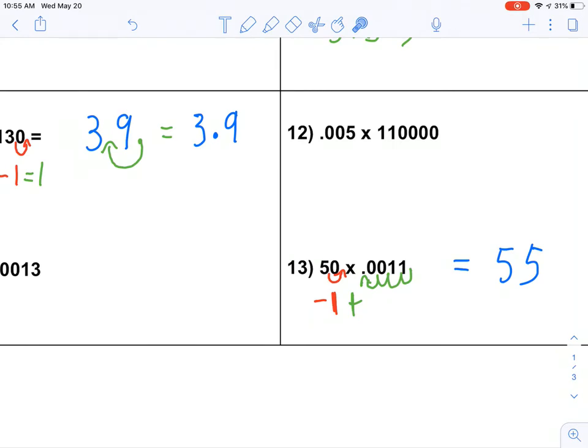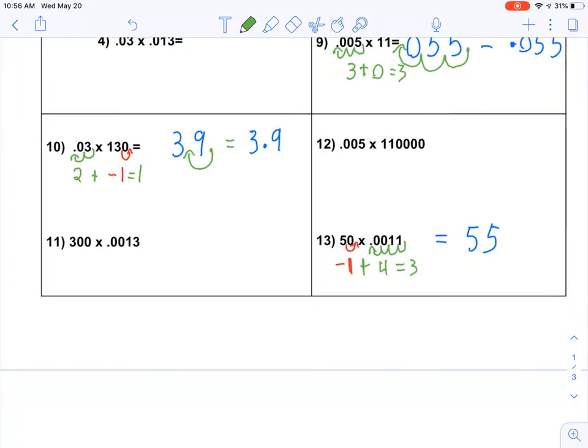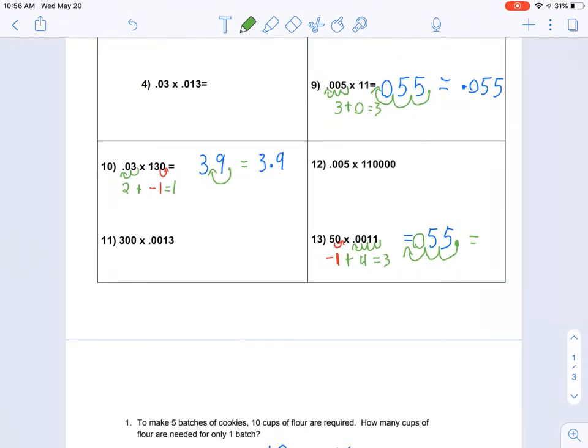Okay, so -1 plus 4. And what does -1 plus 4 equal? It equals 3. Okay, so let's go ahead and move this decimal place 3 times. It always starts in the back, and we go 1, 2, 3. And since we have a hole there, what does that mean? It means we must put the placeholder, right? Excellent. So what's our answer ultimately going to equal? It's ultimately going to equal 0.055. Okay? So hopefully you feel pretty good about that.